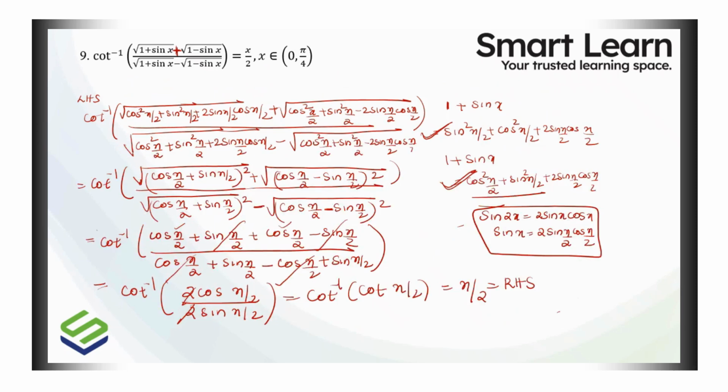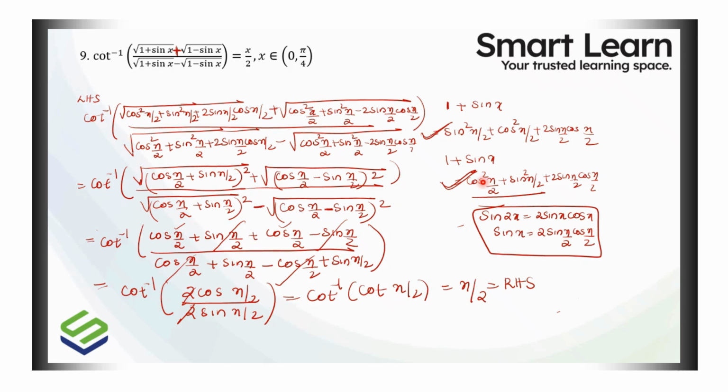Now, next question. Simplify the expression: cot inverse of root of 1 plus sin x plus root of 1 minus sin x by root of 1 plus sin x minus root of 1 minus sin x. Already we did a similar question, on how you will change this 1 plus sin x into a square form. You know 1 is what, children? 1 is like sin square x plus cos square x, or cos square x plus sin square x.